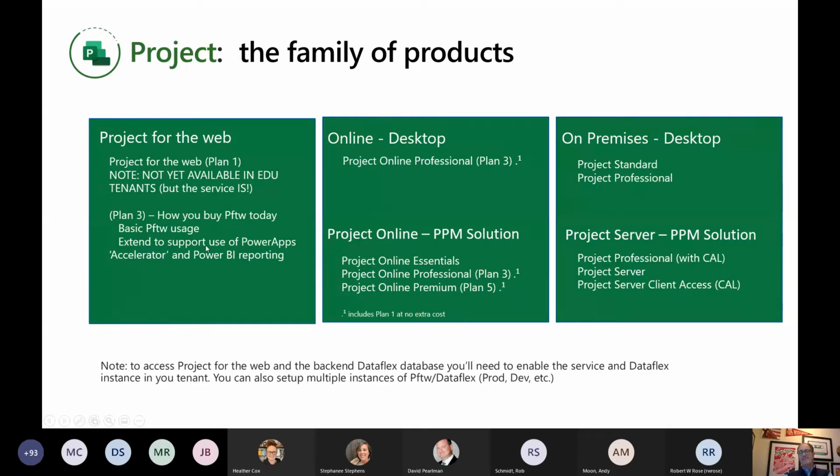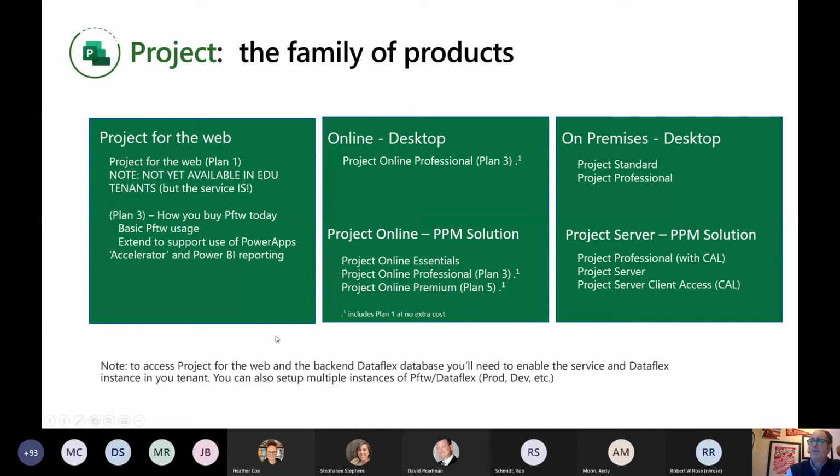If you want to extend this out and use Power Apps, you will need a Power Apps license. But to use that accelerator I showed you, you would need a Plan 3 license, which you already have. So that Plan 3 license is going to cover all the requirements you would have, whether you use Project for the Web on the front end or you use Power Apps or a combination of both.